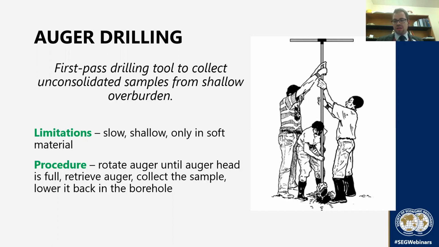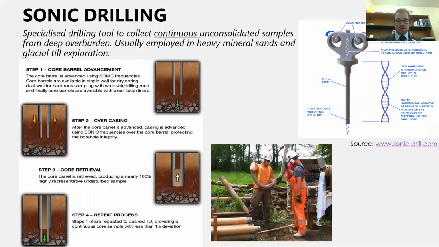So this is the easiest technique that is available on the market to obtain a sample. Sonic drilling is another quite specialized technique, and it is used to collect continuous unconsolidated samples from deeper overburden. It is usually employed in heavy mineral sands and glacial till exploration.